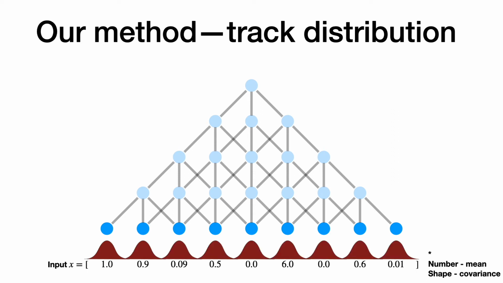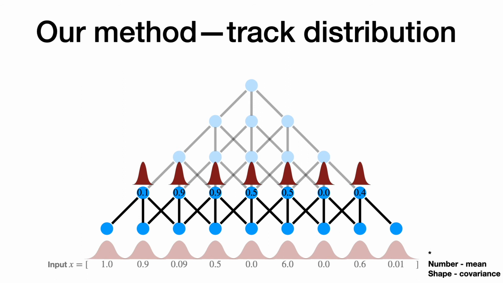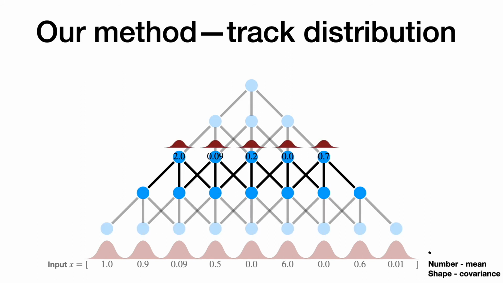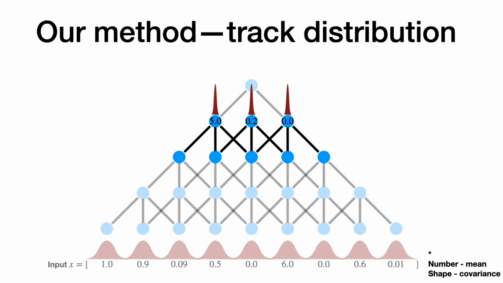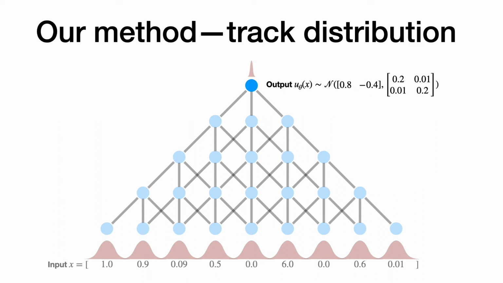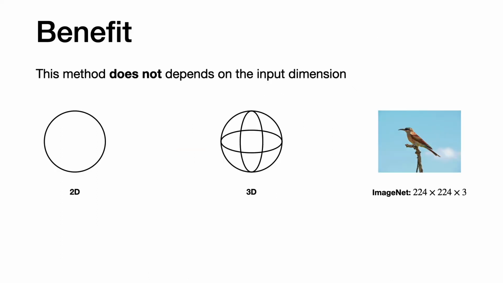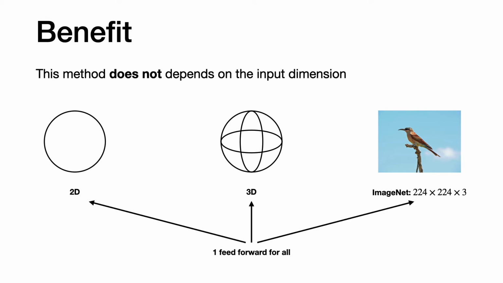We can calculate all the distribution of the input pixels. Now, if we can track this distribution through the network, especially while avoiding sampling, we can also obtain an estimate of the distribution of the output u theta x, similar to what we achieved with the sampling strategy. A benefit of this method is that it does not depend on the input dimension. It will require only one feed-forward pass for all types of data. It does not care whether the data is 2D or much higher dimensions as in ImageNet.